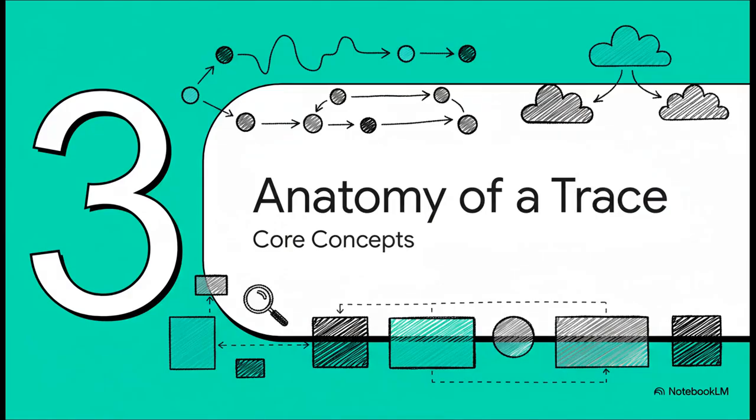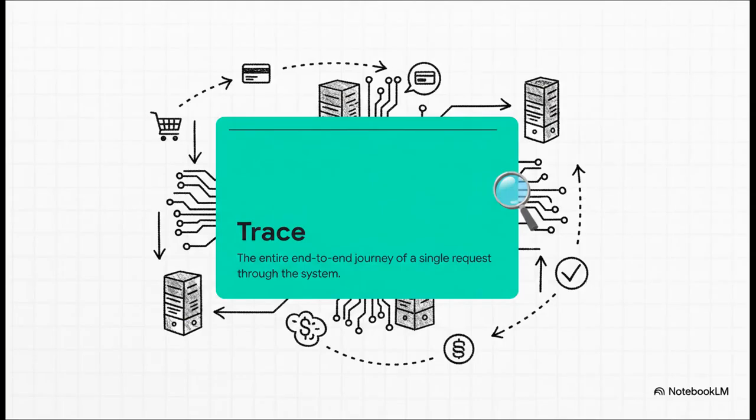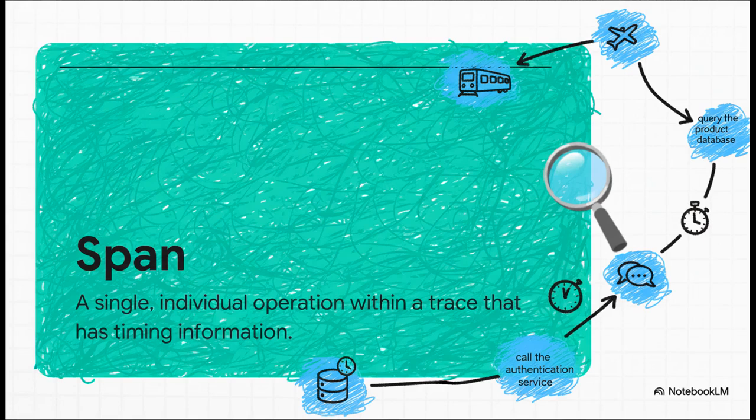Okay, so we get the what, but how does it actually work? Let's break down the anatomy of a trace to really get a handle on the basic building blocks. First up, you've got the trace itself. The best analogy for this is a complete travel itinerary for a single request. So from the second a user clicks buy to the very moment they see that confirmation page, that whole end-to-end journey, that's one trace.